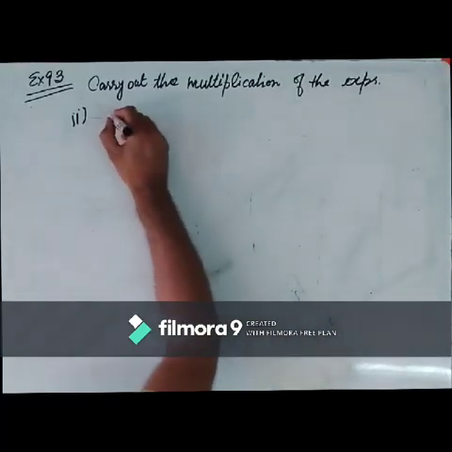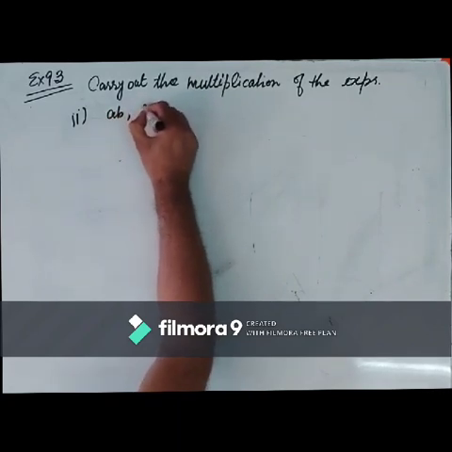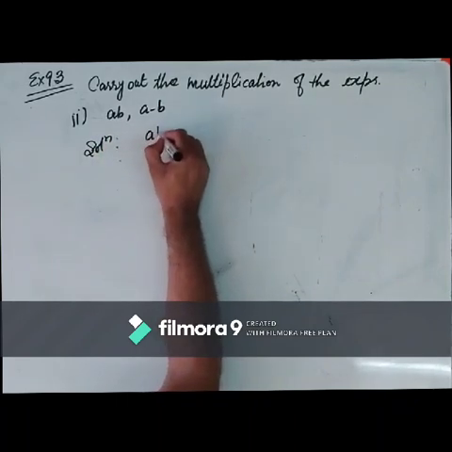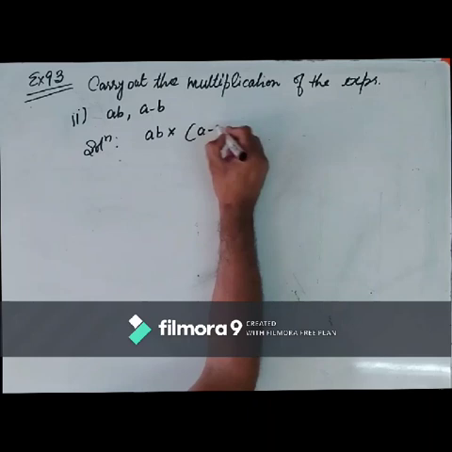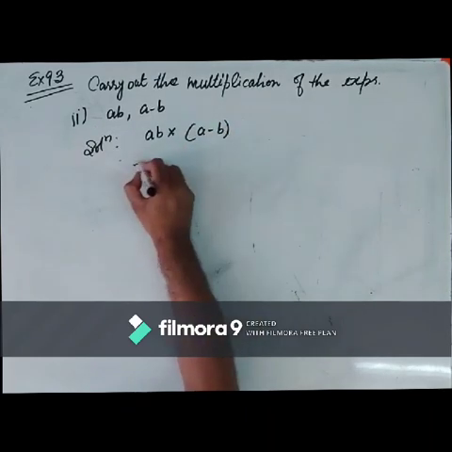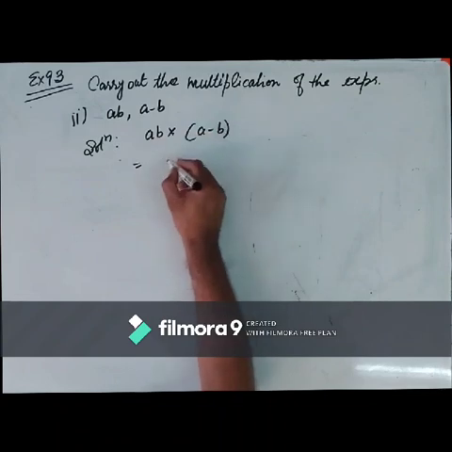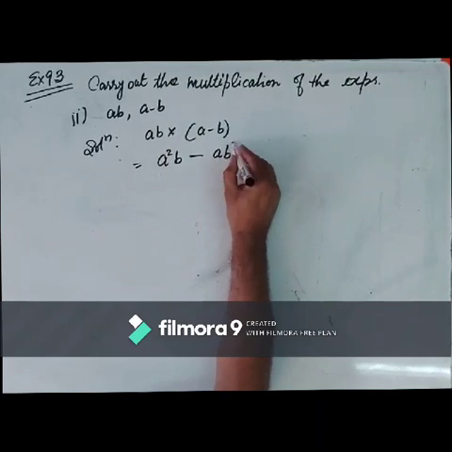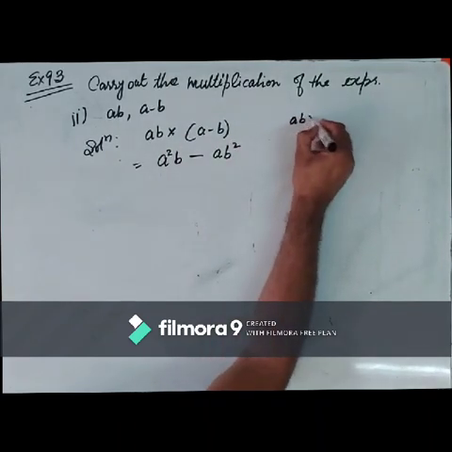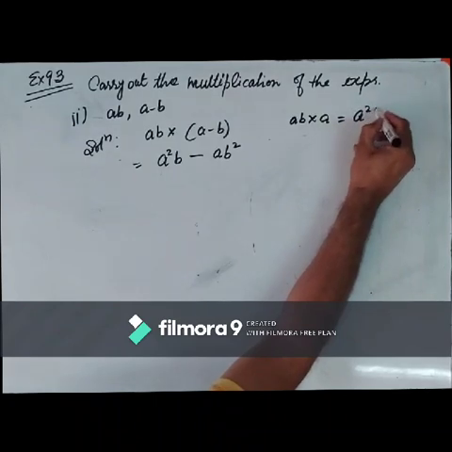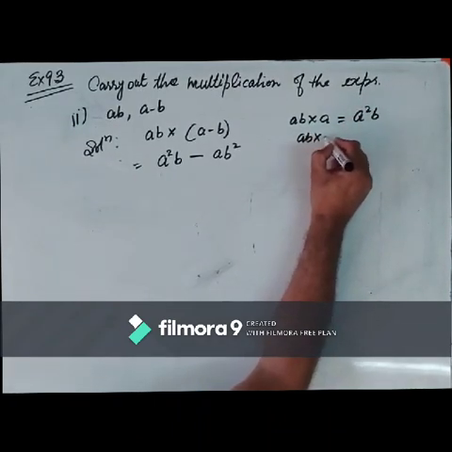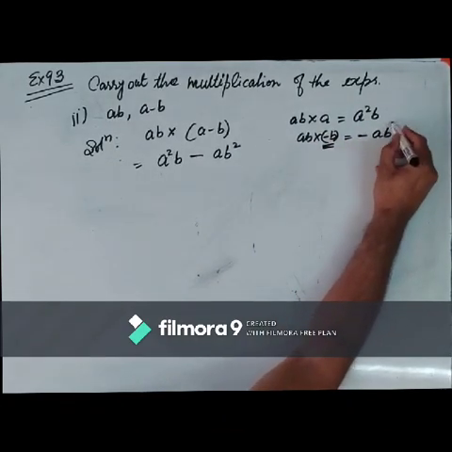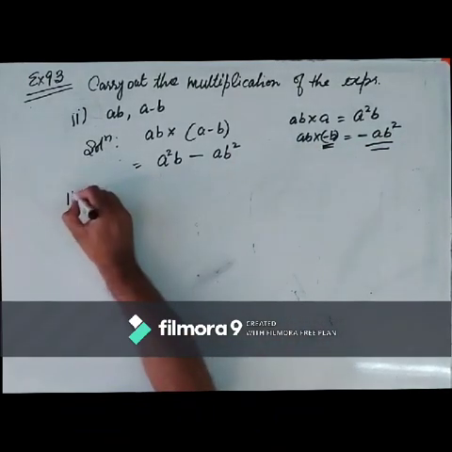A few more examples. The second part is ab and a minus b, which are to be multiplied. So in the solution part we will write it as ab multiplied by a minus b. This is how we do this. ab into a is a square b, and ab into minus b is minus ab square. So this is how we perform.